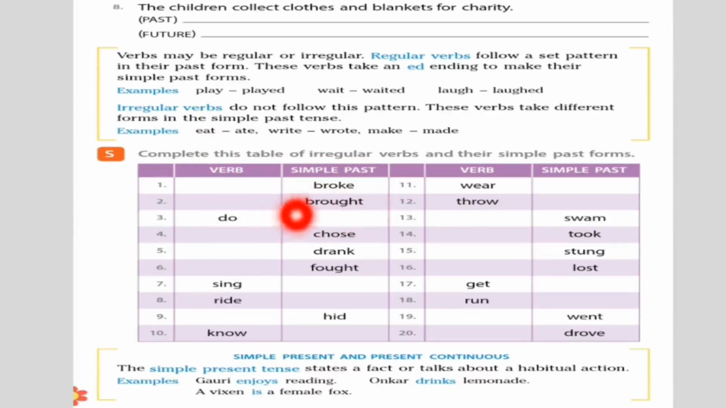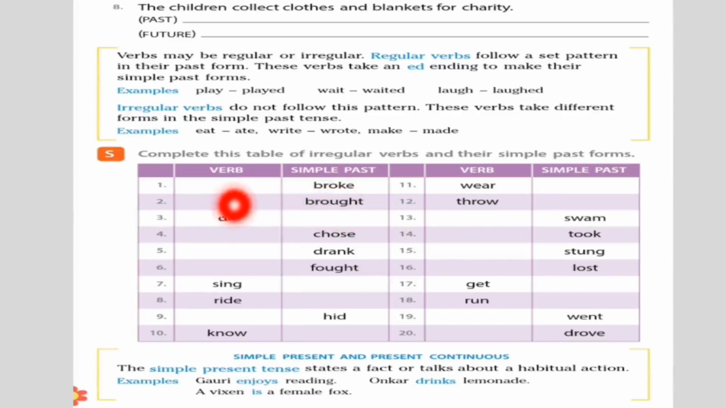Here you have to write the verb in simple past. The verb which should be here is broke. Okay, broke is the simple past tense of one such word. You have to find out which word that is. Broke is the past tense of which word? Break, right? Break, broke, like that.